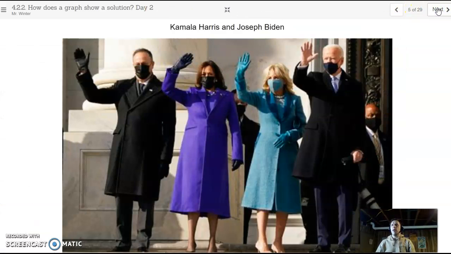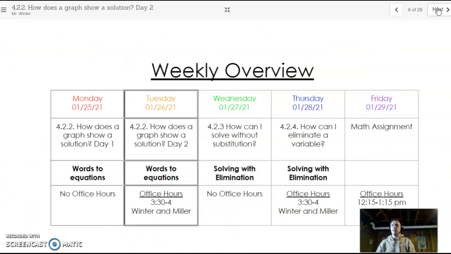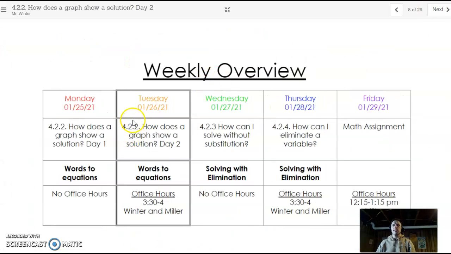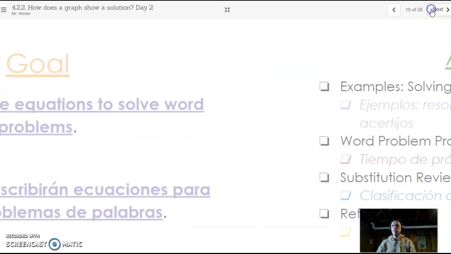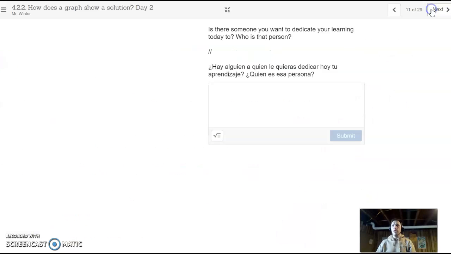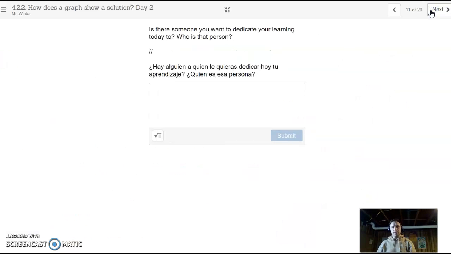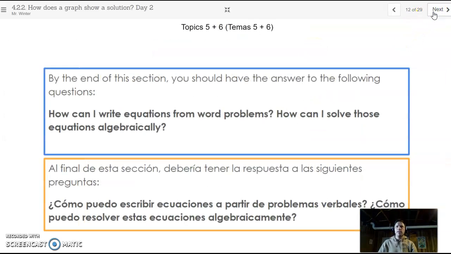So once you figure that out, work your way through the rest of these announcements. Yesterday we talked about a new grading policy, so go back and see that. And today we're going to focus on turning words into equations and then solving them with substitution. And so we have a lot of work to get through. I'm going to do at least 2 videos today. Maybe we'll get to 3, but I only have 9 minutes left in this first video. So by the end of this section, you should be able to say, how can I write equations from word problems? And then how can I solve those equations algebraically?